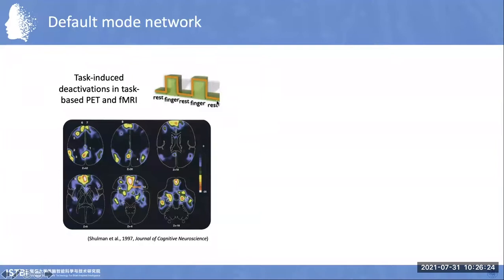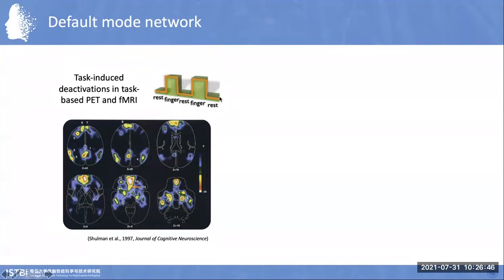So instead, they used these rest periods as basically the control conditions. The interesting bit was that across a variety of different tasks, the task contrast, when you're comparing the active condition to the rest condition, showed expected activations in the corresponding brain regions. If it was a motor task, there would be greater activity in the motor cortex. If it was a visual task, there would be greater activity in the visual cortex.